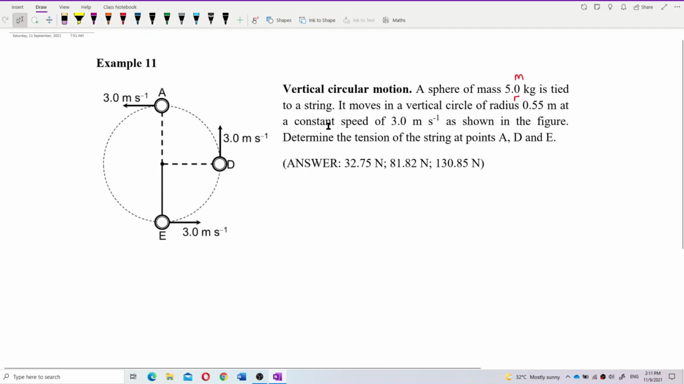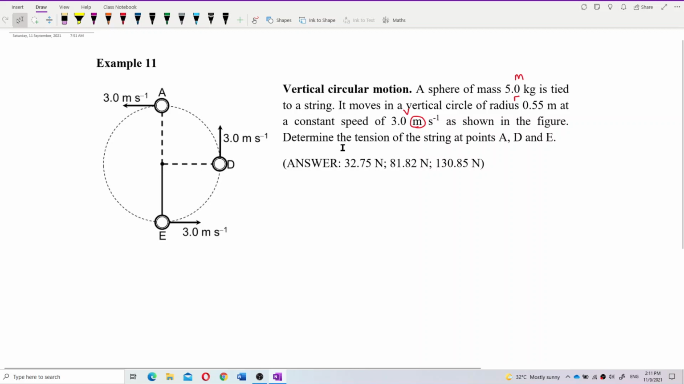So at a constant speed of 3 meters per second. So look at this one. This is a speed in meters per second. So this is the V value, not omega, not the angular speed. Angular speed is radian per second. This one is meter per second. So it's V, not omega.